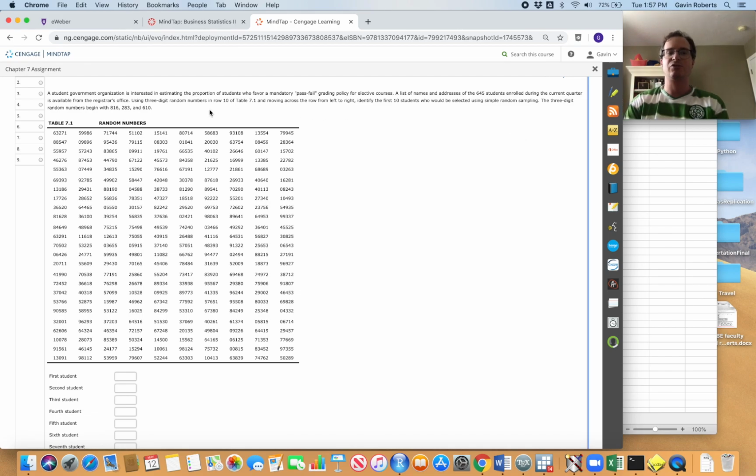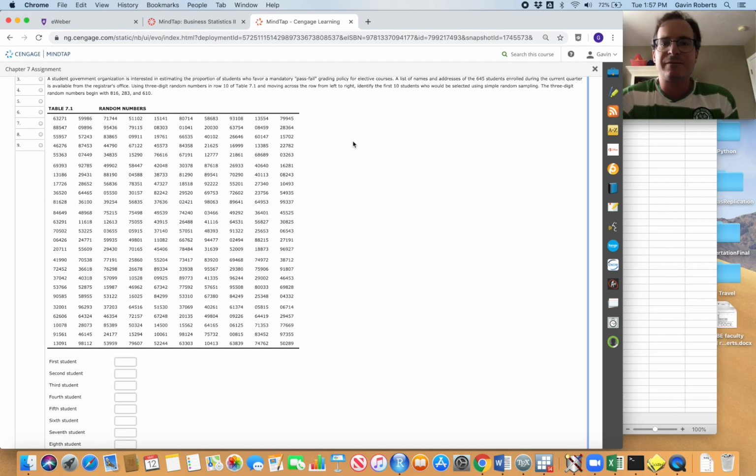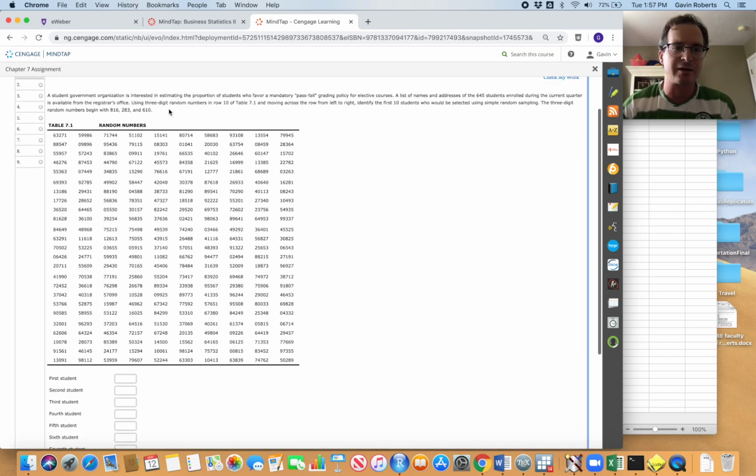Using 3-digit random numbers, so we're going to pick 3 of these at a time. So the first 3-digit random number is actually 632 in the table, but we're not going to use that one. Because it says identify the first 10 students who would be selected using a simple random sample. The 3-digit random numbers begin with 816, and it says using 3-digit random numbers in row 10. That's why we're not going to use 632. So we count 1, 2, 3, 4, 5, 6, 7, 8, 9, 10. Right here is the 10th row.